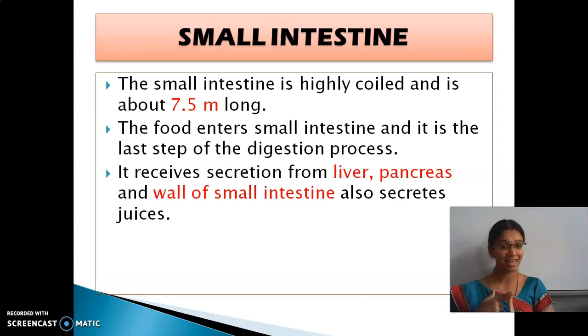The liver secretes bile juice. What is the juice secreted by the pancreas? It is pancreatic juice. Good. So the liver secretes bile juice, and the pancreas secretes pancreatic juice.